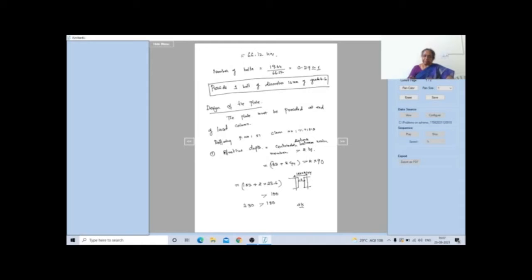The second thing is the total depth required.